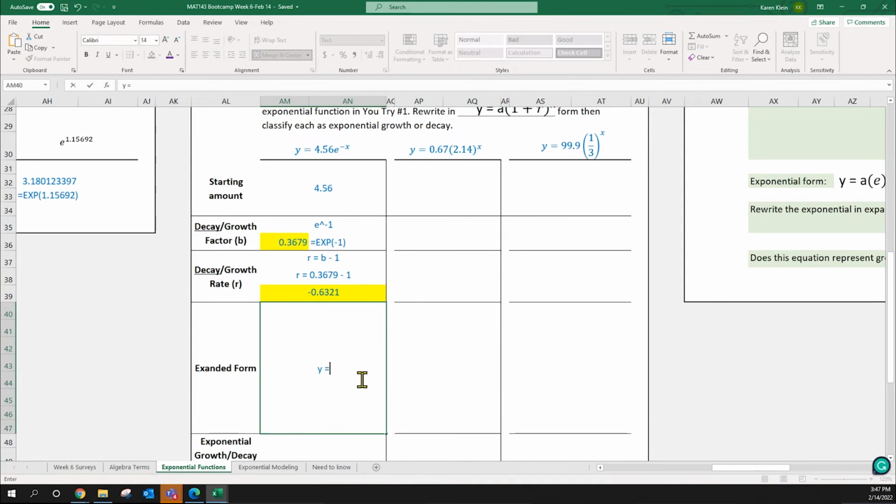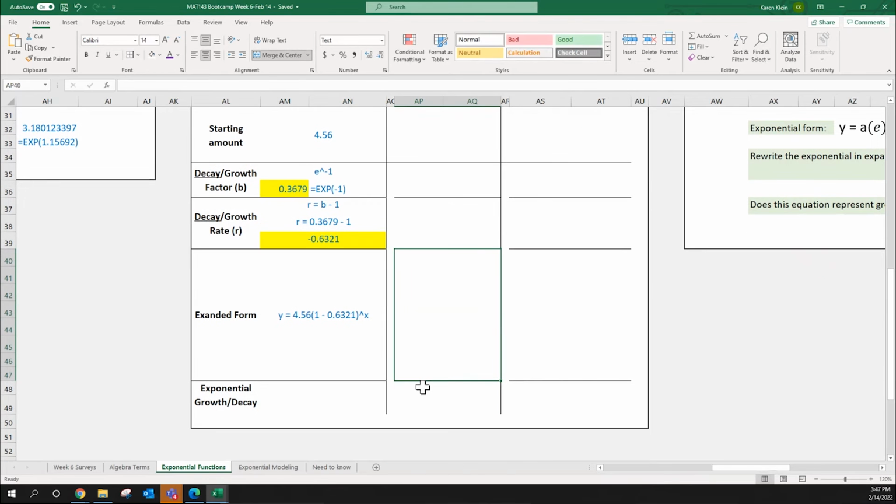All right, so let's write our expanded form. So we have our leading coefficient, 4.56. We're going to have 1 plus our R. So since our R is negative, it's going to be 1 minus 0.6321. And that's raised to the power X. And since we have noted that this is a decay factor and decay rate, this is an exponential decay.